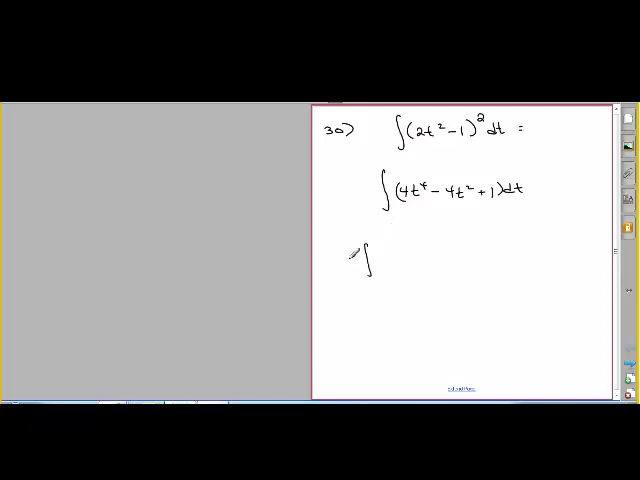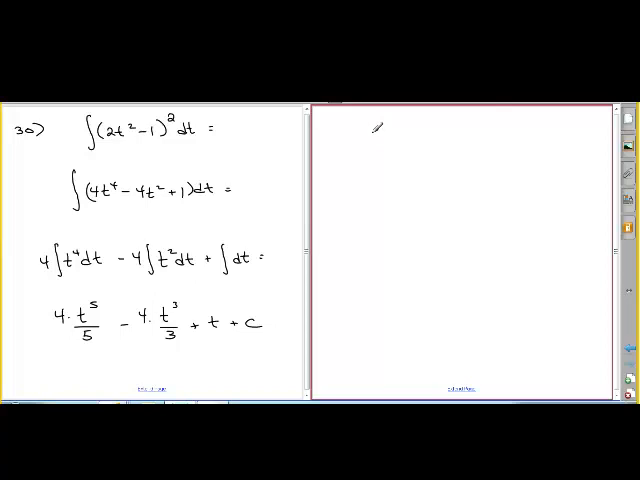And we could break that up into three integrals, and we'll factor out the constant. And the integral of dt is just t. So we get 4, and t to the fourth, we add 1 to the exponent, divide by the new exponent. Then we have negative 4 from here, times the integral of that, add 1 to the exponent, divide by the new exponent. And the integral of dt is just t. And we add our arbitrary constant.